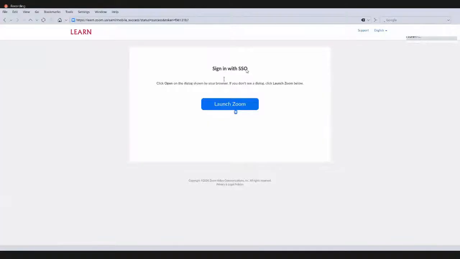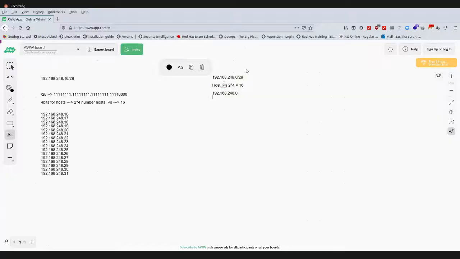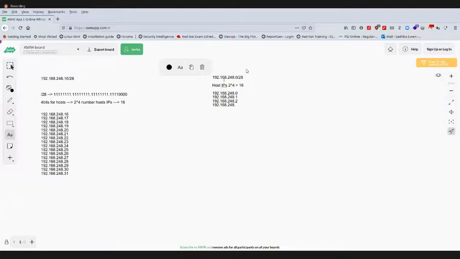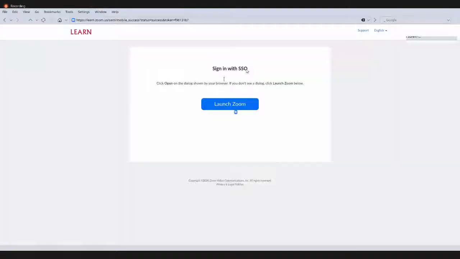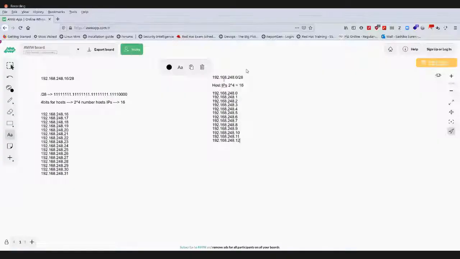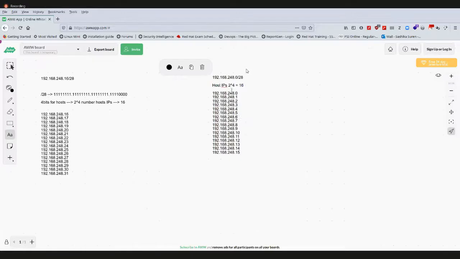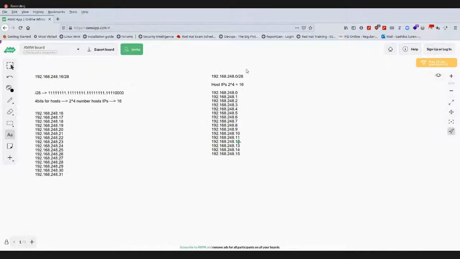So then here also you can start like this: 192.168.248.0, the first IP, then 248.1, 248.2, 248.3, 248.4, 248.5, 248.6, 248.7, 248.8, 248.9, 248.10, 248.11, 248.12, 248.13, 248.14, 248.15.